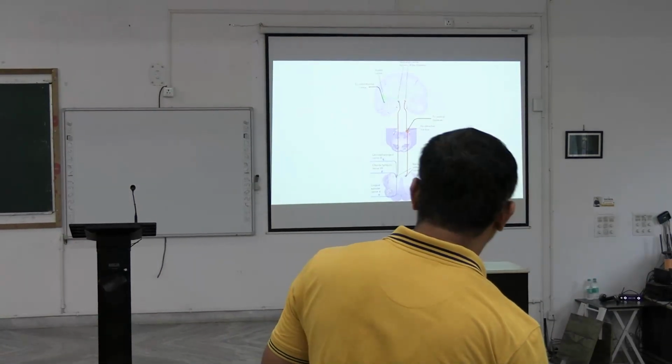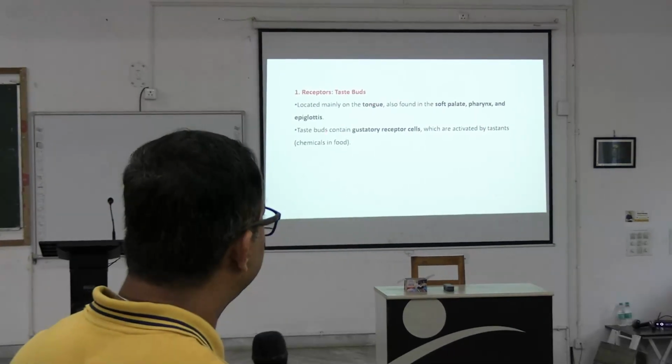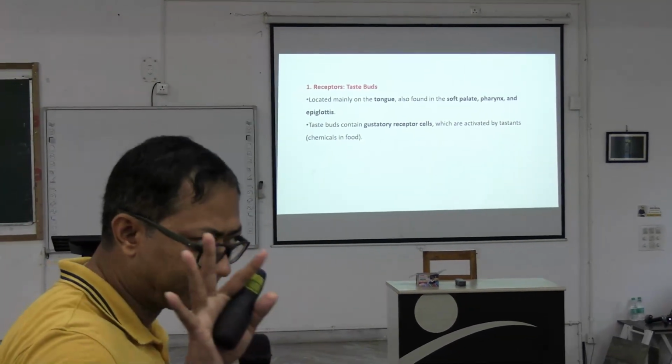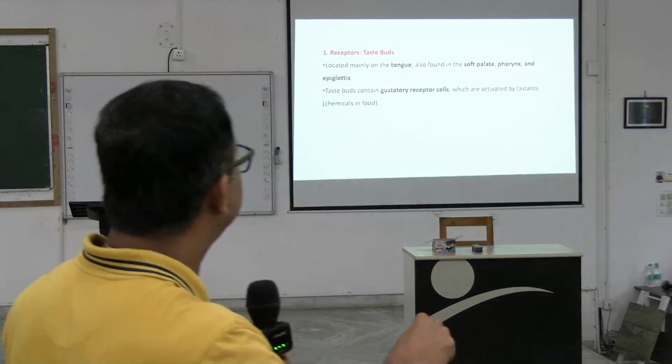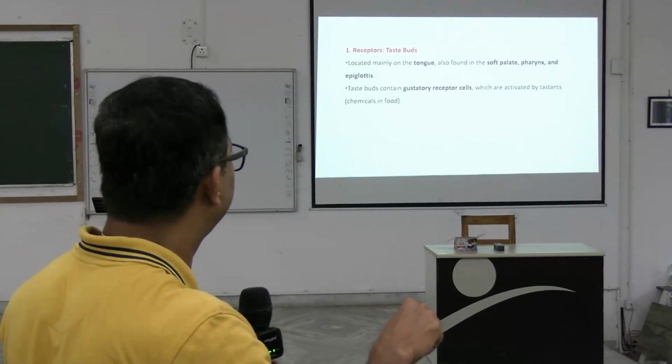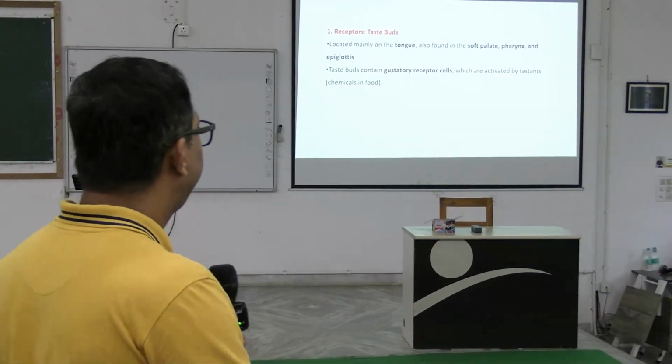Okay. So moving on. So the receptors are the taste buds, and there are 5 different types of taste. These taste buds are located mainly on the tongue, and are found on the soft palate, pharynx and epiglottis as well.